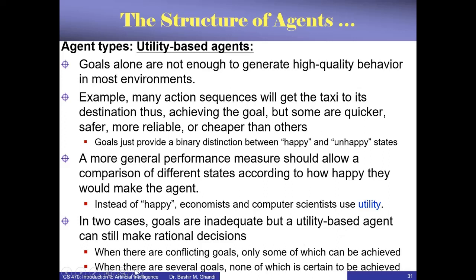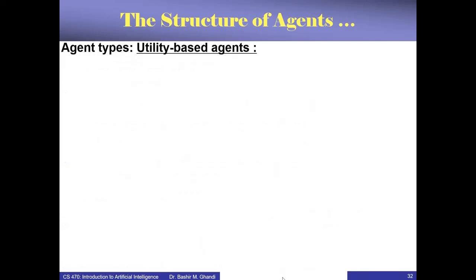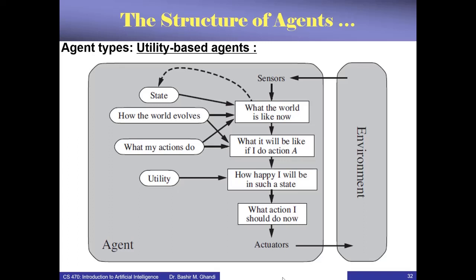Another case is when there are several goals, but none of which is certain to be achieved. Okay, so again, in this case, the utility function will allow the agent to decide on which of these goals it should pursue. So this is the structure of the utility-based agent. It's very similar to the goal-based. The only difference now is, instead of having goal, we have utility. Okay, most of the other things remain the same.